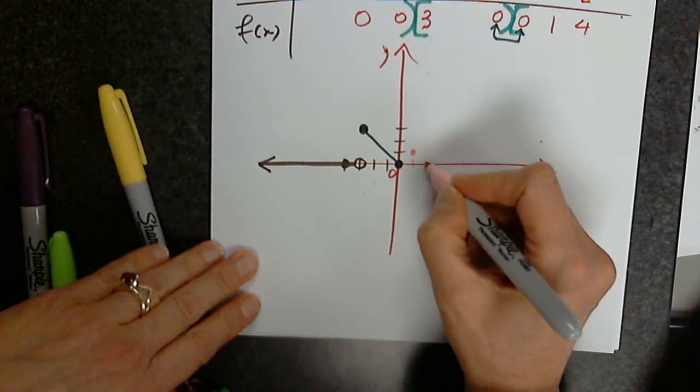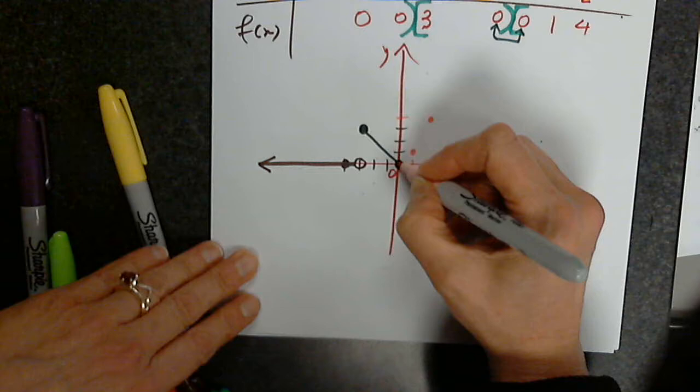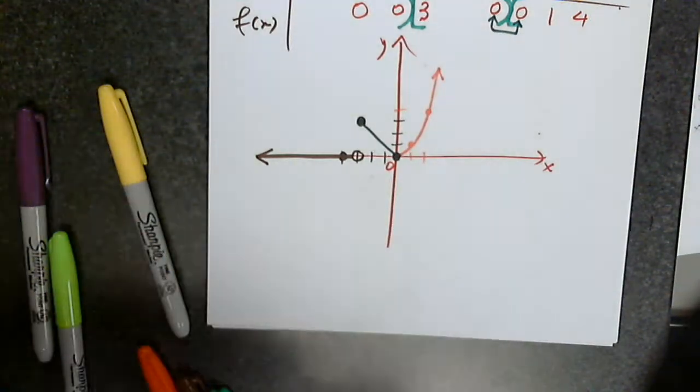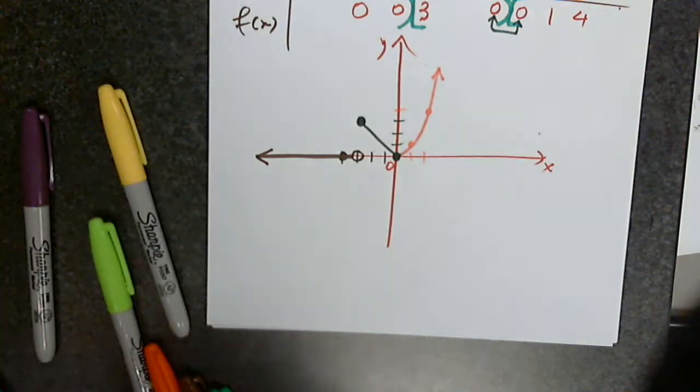And then the next one? That's it. But remember, this is a quadratic function. It's not a straight line. Perfect. I only want the range, and we can move on.